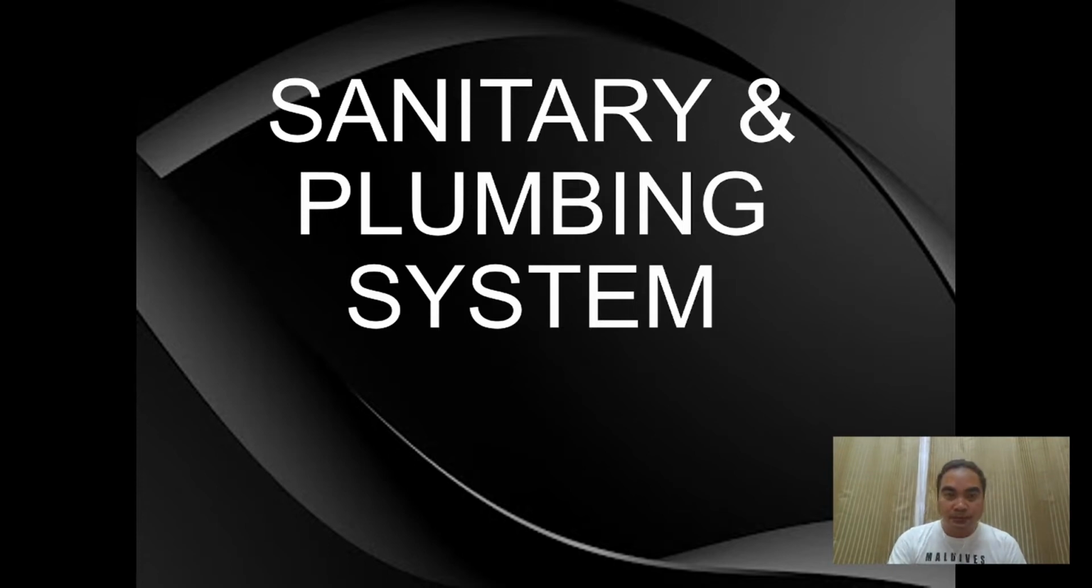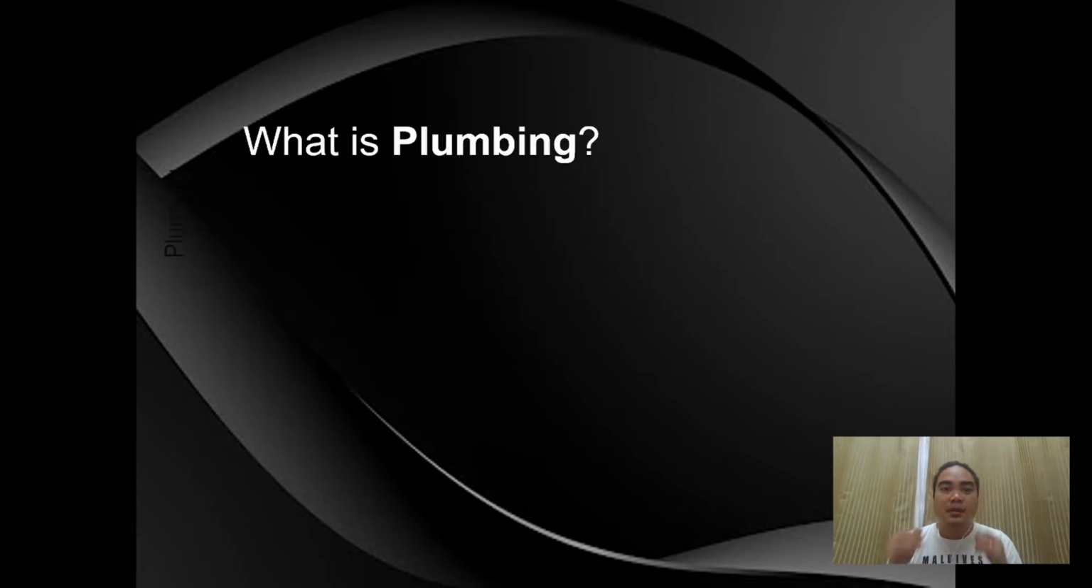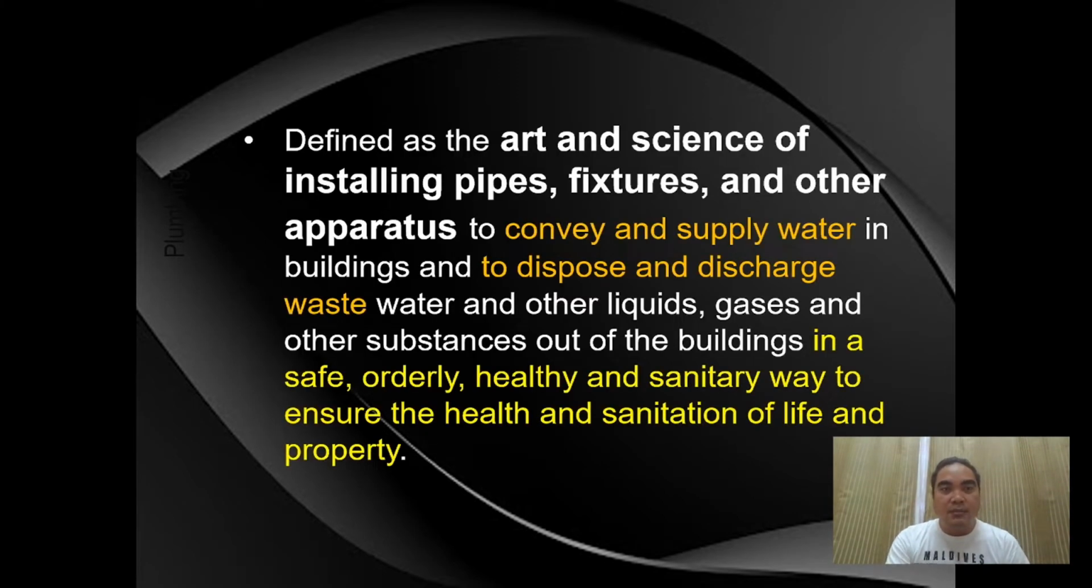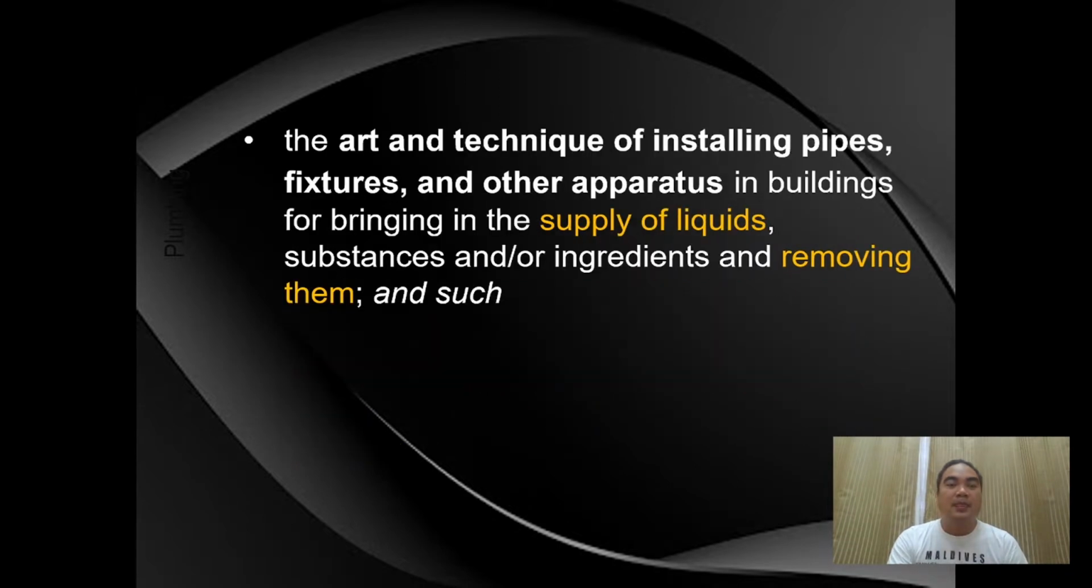So, let's start. Sanitary and plumbing system. What is plumbing? So, as defined, plumbing defined as the art and science of installing pipes, fixtures, and other apparatus to convey and supply water in building and to dispose and discharge wastewater and other liquids, gases, and other substances out of the building in a safe, orderly, healthy, and sanitary way to ensure the health and sanitation of life and property.